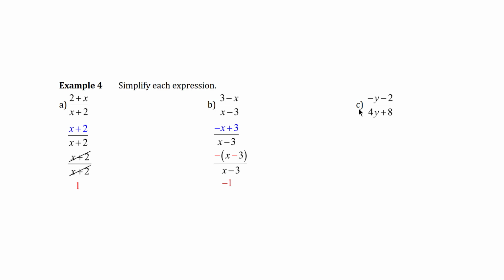Moving on to part C, we have negative y minus 2 divided by 4y plus 8. Starting off on the numerator, we could factor out a negative from both terms, and on the denominator, we could factor out a common factor of 4. The result is negative parentheses y plus 2 divided by 4 times parentheses y plus 2. Next, we could cancel out the common factor of y plus 2 on the numerator and denominator. The final result is negative 1 divided by 4.